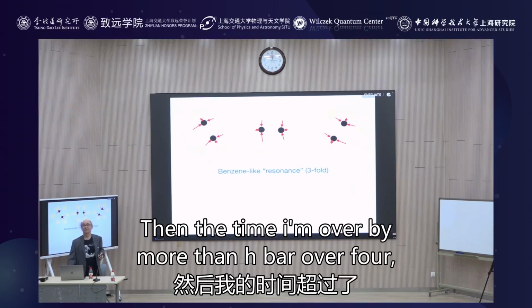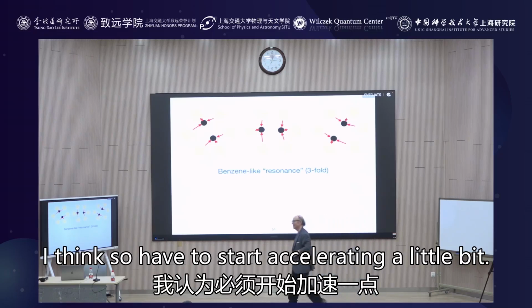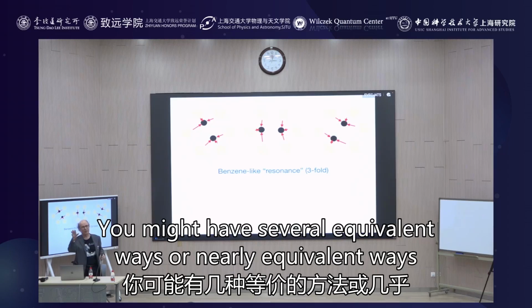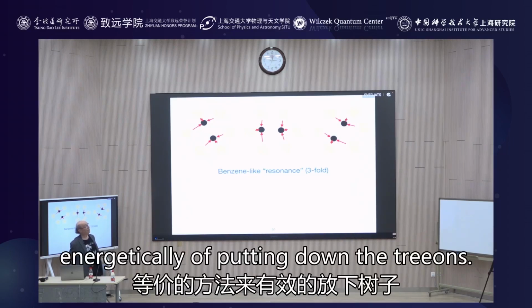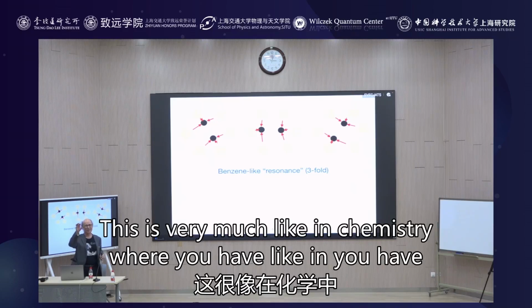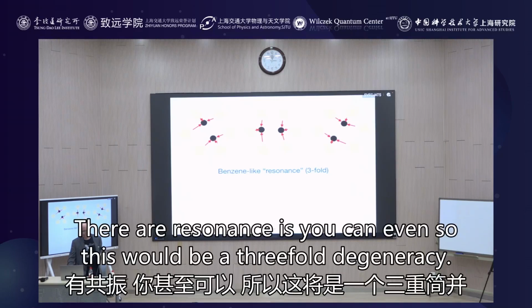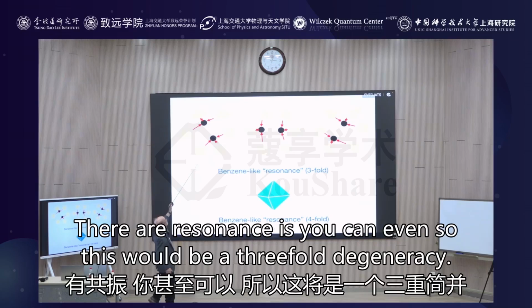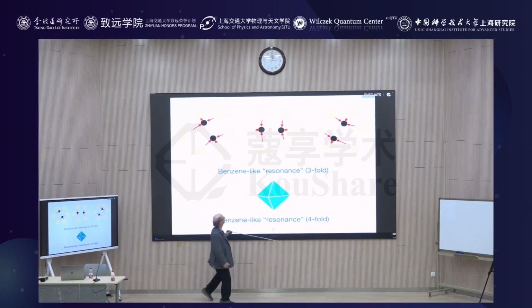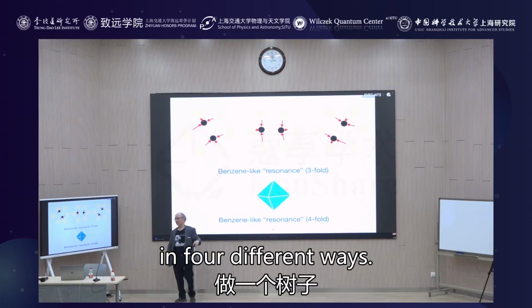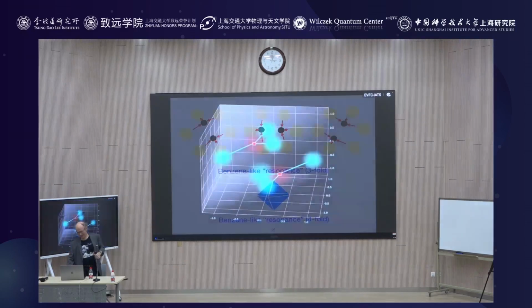Okay, and then time is, well, I'm over by more than h bar over 4, I think. So I have to start accelerating a little bit. Other interesting things can happen. You might have several equivalent, or nearly equivalent, ways energetically of putting down the trions. This is very much like in chemistry, where you have different ways of putting the bonds that are chemically equivalent, famously in benzene. So there are resonances. This would be a threefold degeneracy when you have a hexagon like that. If you have an octahedral thing, then you can make a trion here and on the opposite face in 4 different ways. And so you have a 4-fold degeneracy. And yeah, you can have a lot of fun with this.